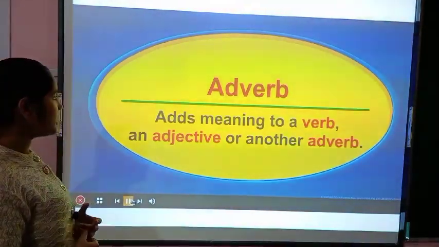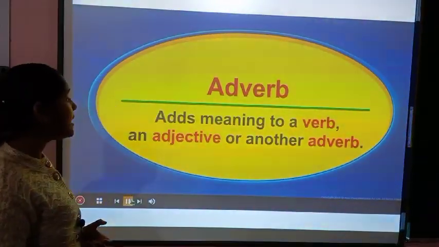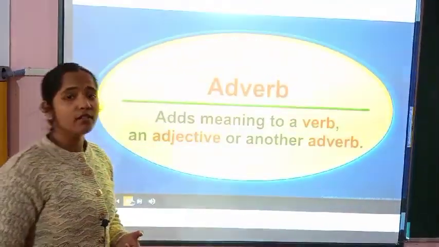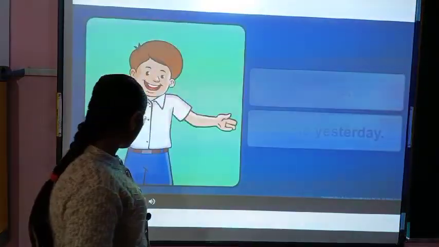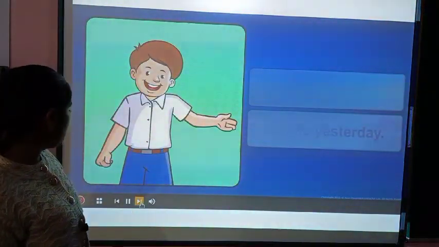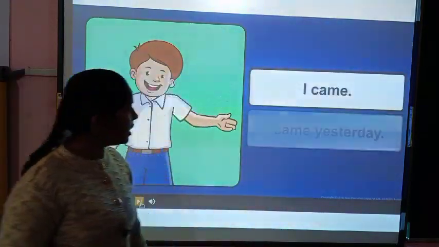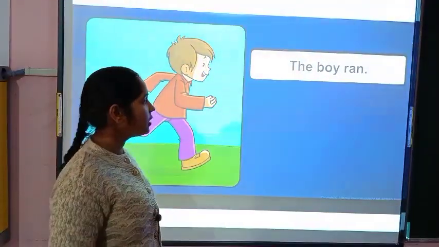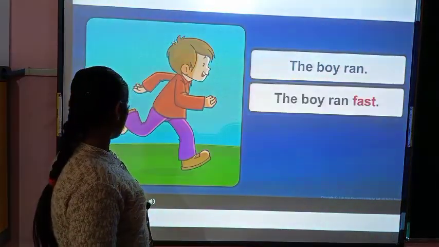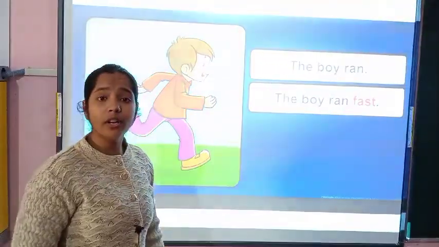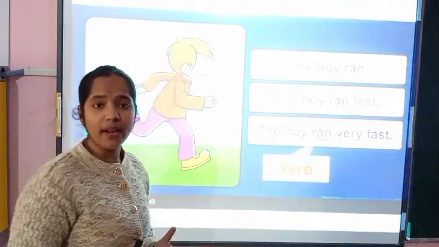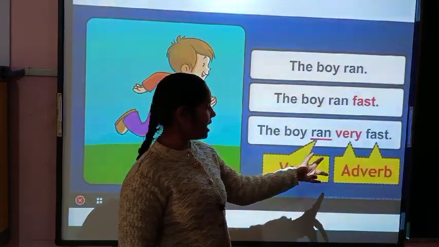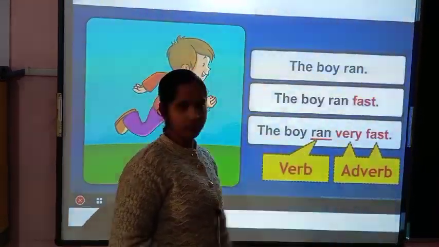Now, as I told you, what is an adverb? It adds meaning to a verb, an adjective or another adverb. It makes the sentence meaningful. Understood? So that is adverb. The boy ran fast. So how did the boy run? He ran fast. It is showing the manner, adverb of manner. Here ran is the verb and fast is the adverb. See, two things. Understood?